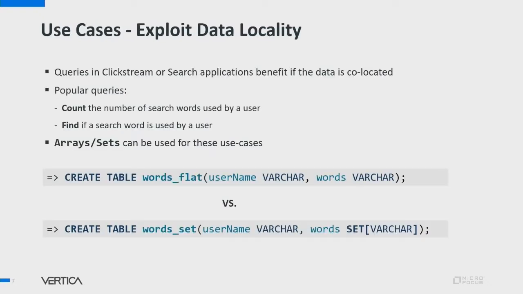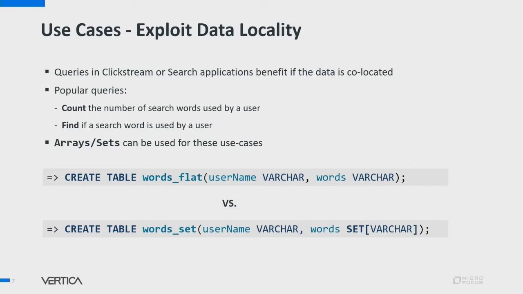All right, so what are some of the use cases of complex data types? As I mentioned, locality is one of the primary benefits of complex data types. And so any query that can exploit locality is a good use case for complex data types. So for instance, if you look at queries in clickstream or search applications, they all have a set of words or a set of data associated with each row. And then all those applications touch all the data. So they have a lot of locality inherent in their queries. And in those cases, we can exploit complex data types.